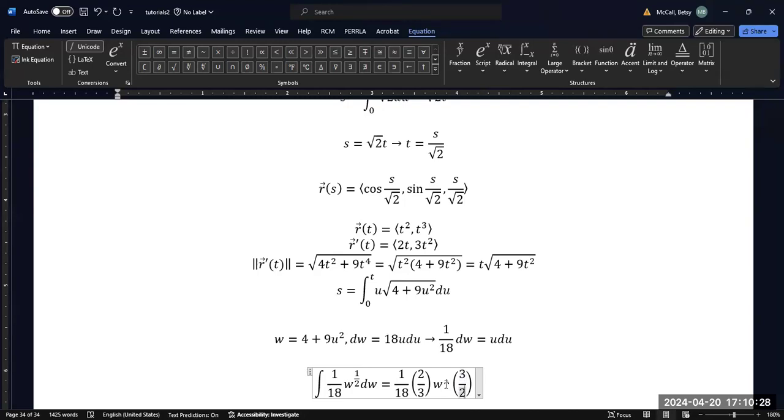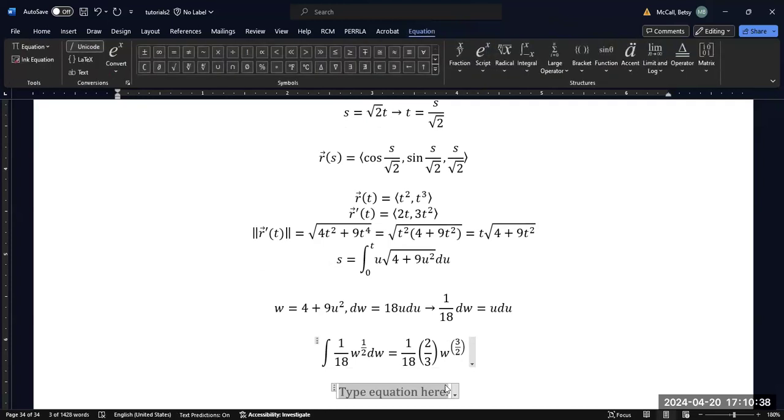Let's try again. There we go. And then if I put my U back, let's see what I can cancel. 2 can cancel with the 18. That'll give me 9. 9 times 3 is 27. My W was 4 plus 9U squared to the 3/2 power.